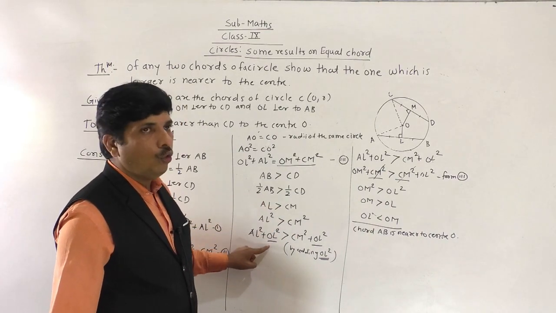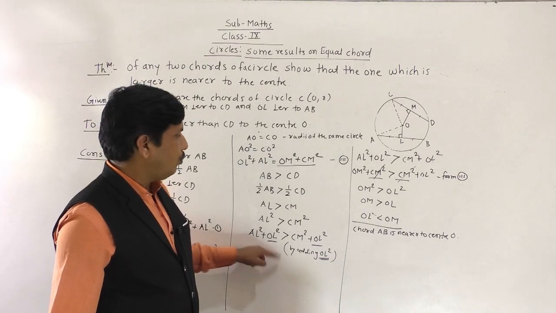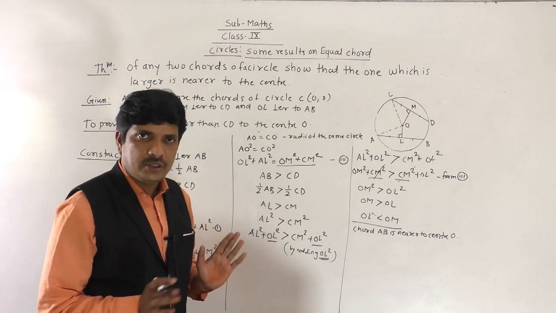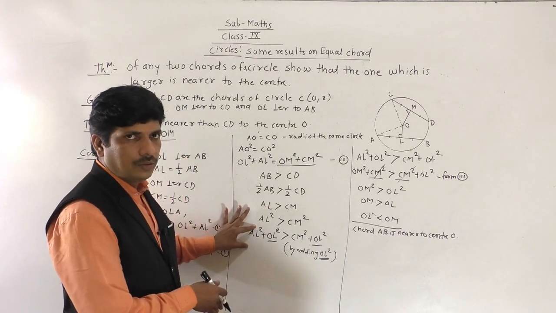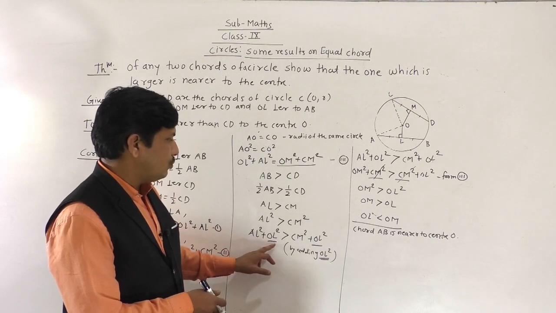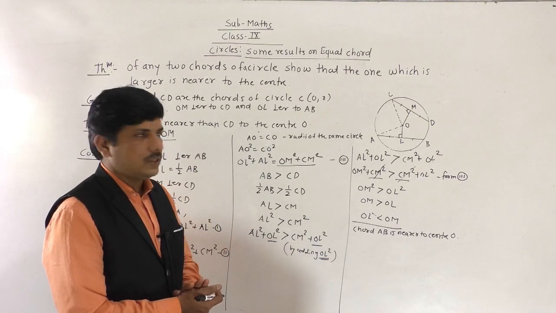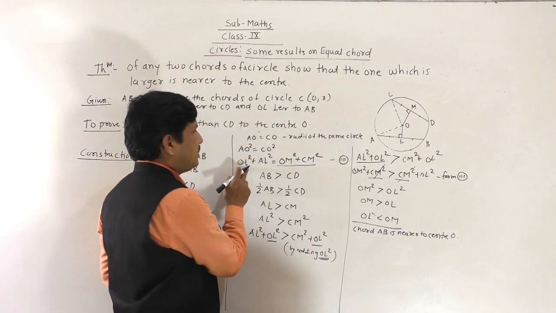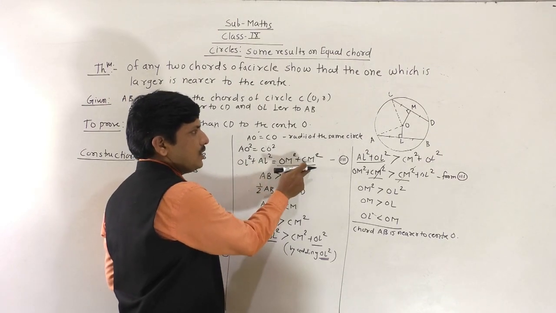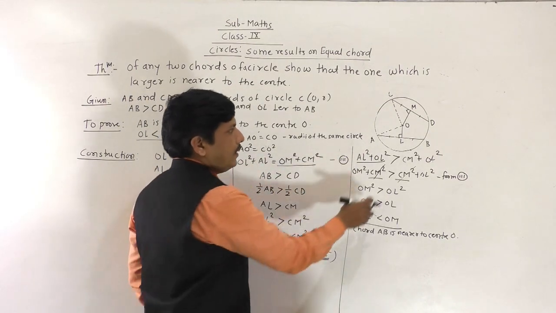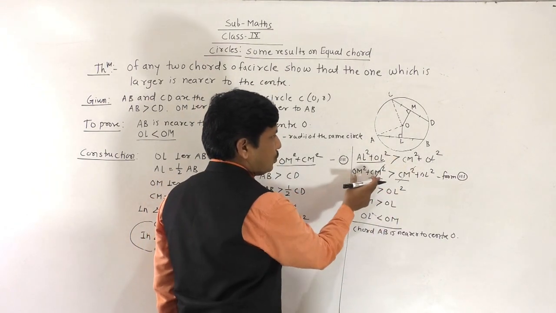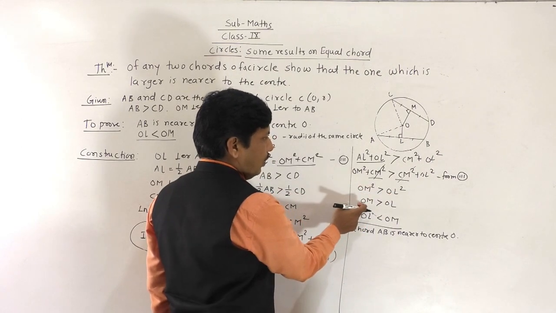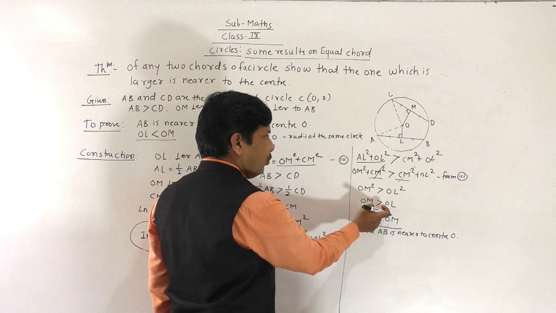So here we have added OL square on both sides. If we add the same value to both sides, the inequality remains the same. So AL square plus OL square is greater than CM square plus OL square. Here we replace AL square plus OL square by OM square plus CM square, which is greater than CM square plus OL square. So CM square will be cancelled. OM square is greater than OL square. So OM is greater than OL. So OL is shorter than OM.